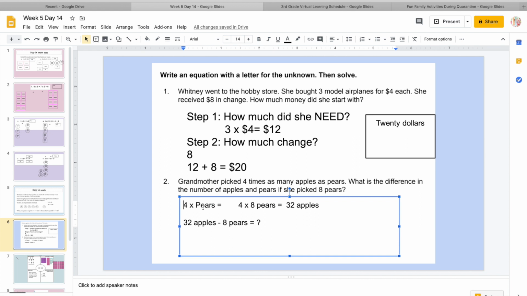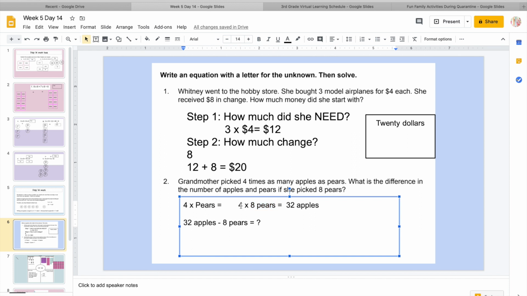So if she picked 1 pear, times 4, she would have 4 apples. So this is going to be the equation I'm going to use. I'm going to say 4 times, and then whatever number of pears. It says, what is the difference in the number of apples and pears if she picked 8 pears? So I'm going to fill in my 8 pears so I can figure out how many apples she picked first.